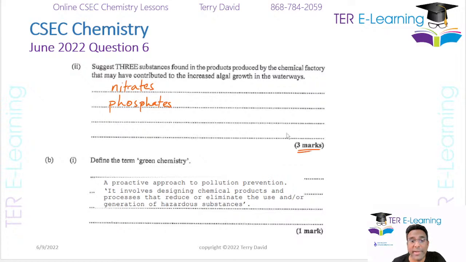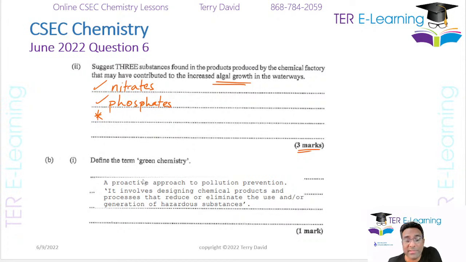Right, so they want three here, right? I know these two for sure, right? Nitrates and phosphates. Are we talking about increased algal growth? So we're talking about things that can be used as fertilizers, right? So detergents that contain phosphates, right? Nitrates. I don't know what else they want there. Right, so somebody saying NPK. Yeah, I guess substances that contain potassium in it, I suppose. Let's see. So we're missing one here, right? So we need some other thing there. I'm not sure what else they want us to put there, right?